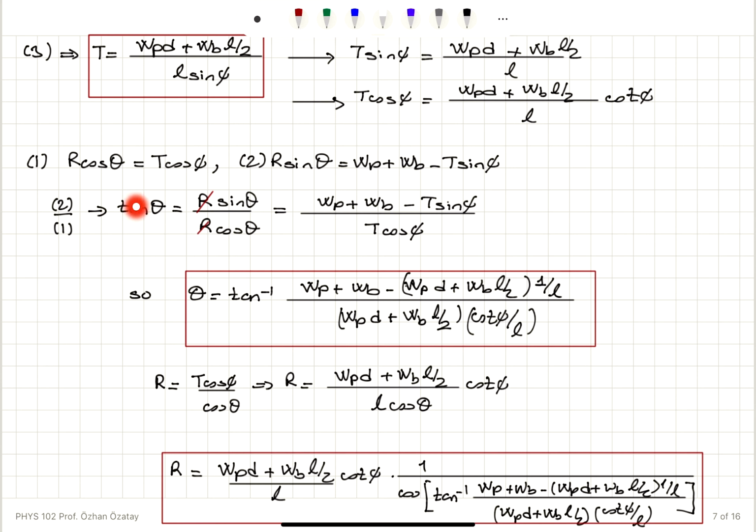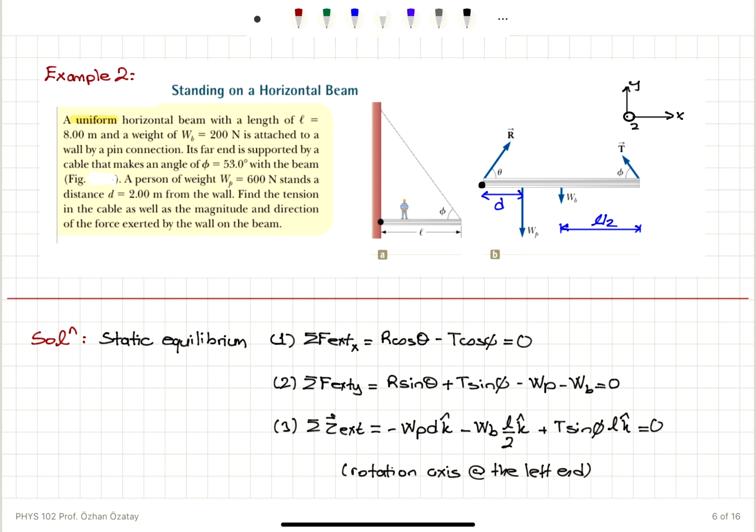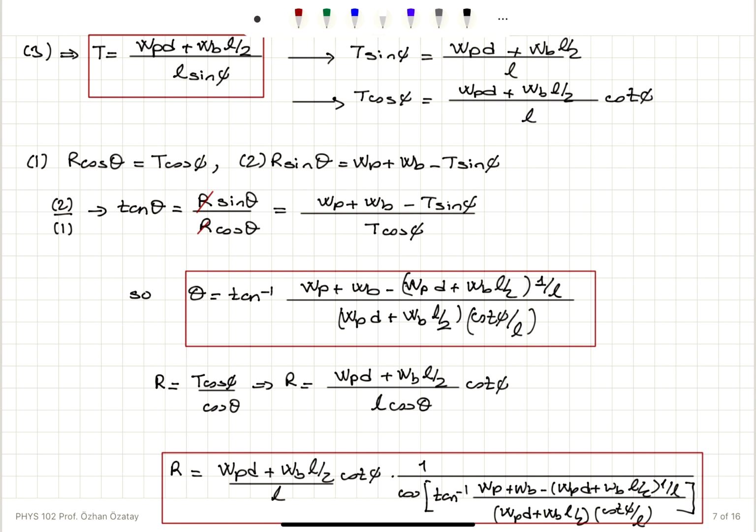And using equation number 1 and equation number 2, if we divide equation number 2 by 1, so we divide the y equation by the x equation, we obtain tangent theta. And by substituting for t sine phi and t cosine phi, using equation number 3, I can obtain the angle. And the magnitude is basically just t cosine phi divided by cosine theta. So for t cosine phi, I have this result. And for 1 over cosine theta, I will have 1 over cosine of tangent inverse of this result.